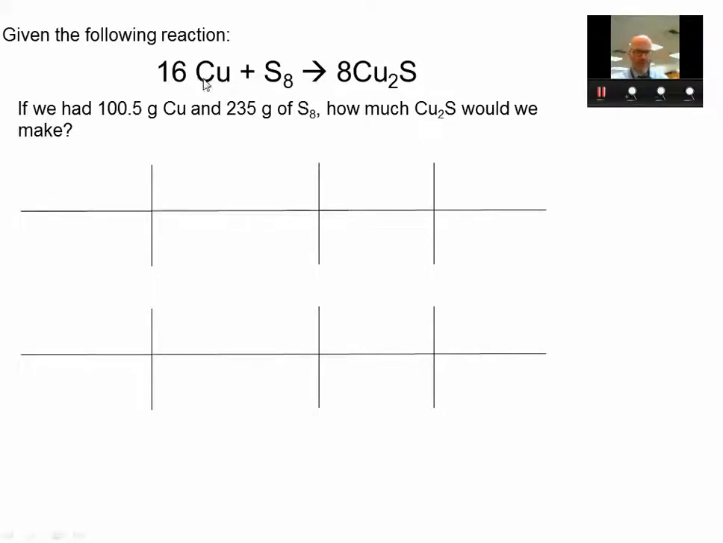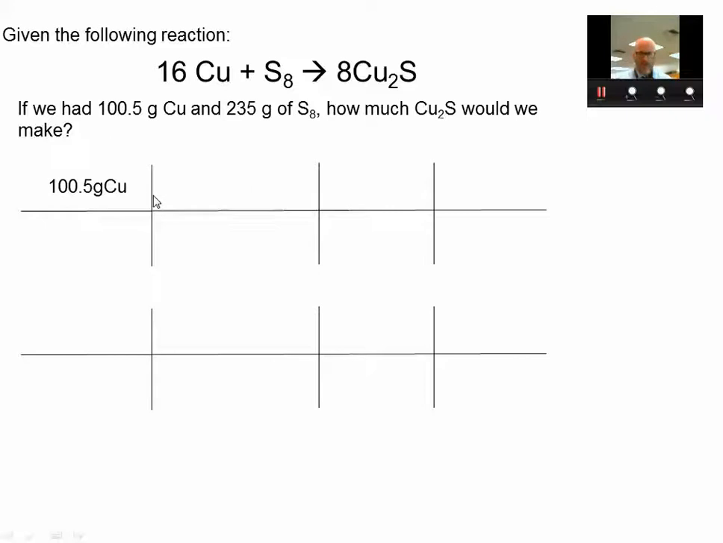So let's say you had 16 coppers plus 1 mole of sulfur produces 8 copper 1 sulfates. So here's our problem. If we had 100.5 grams of copper and 235 grams of sulfur, how much copper sulfide would we make? This is different from other problems we've had so far because this gives us two amounts. We have 100.5 grams of copper, we have 235 grams of sulfur. So you've got to recognize this is a limiting reactant problem. We can pick either one of these and we want to figure out how many grams of copper sulfide we can make. So let's start with 100.5 grams of copper.